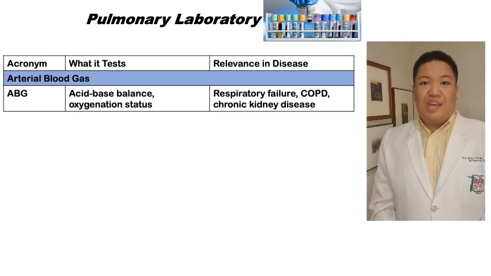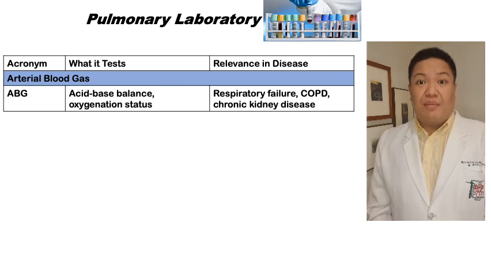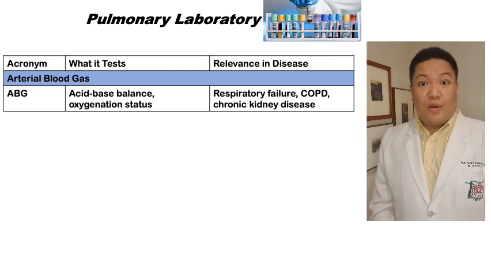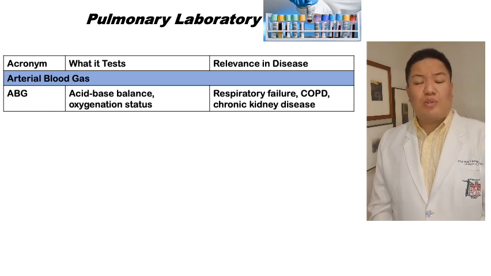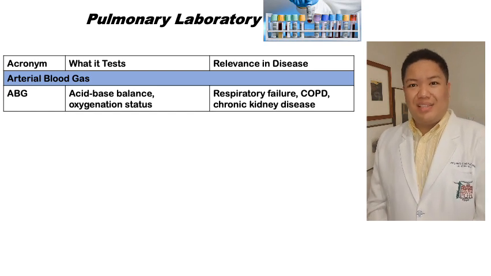So the ABG, or the arterial blood gas, is very much useful, especially for patients who have respiratory disease, to check for oxygenation status and also to check for acid-base balance, especially in patients with chronic kidney disease.